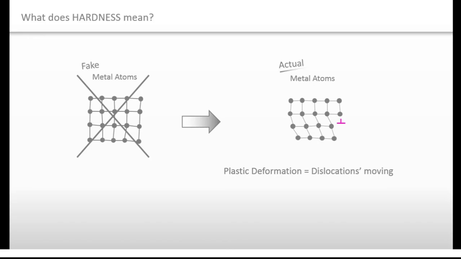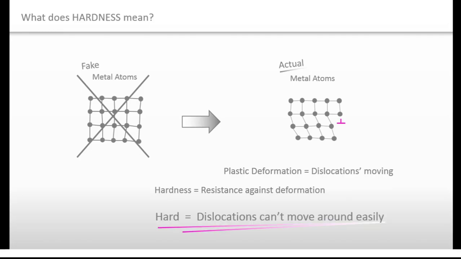moving around. In the beginning of this video, I told you that hardness is the resistance against deformation, right? So, you can say that to become harder is the same as dislocations becoming difficult to move around, okay? But why does it happen? Let me give you the answer.